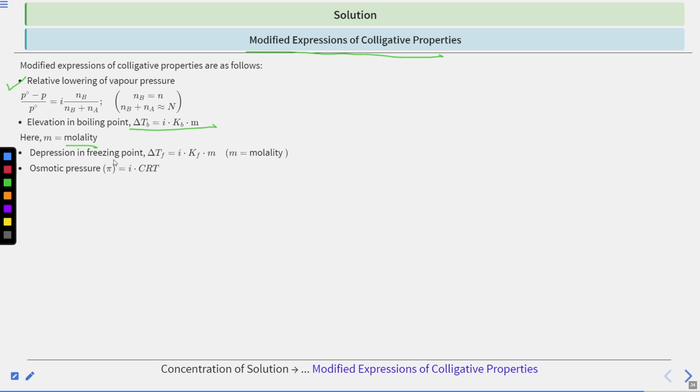Third one, depression in freezing point. ΔTf is the Van 't Hoff factor into Kf into m, where m is molality. And osmotic pressure we can write as pi equals iCRT. So we have modified the expressions of colligative properties for four of them, and they are as follows.